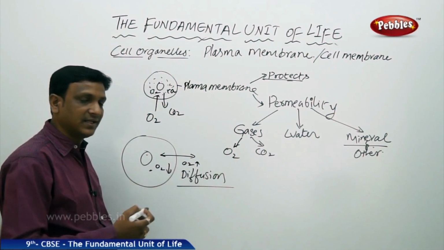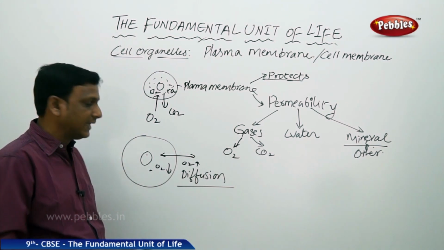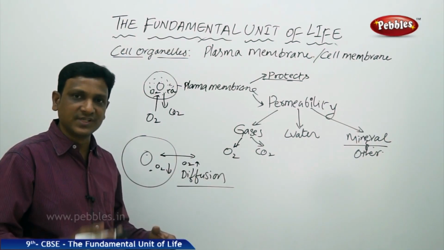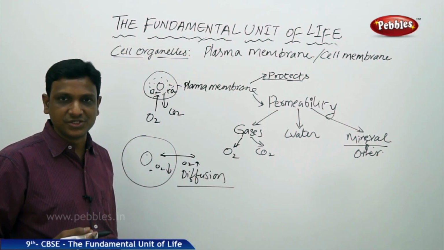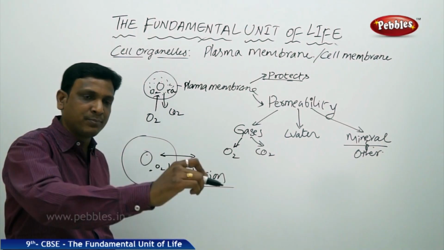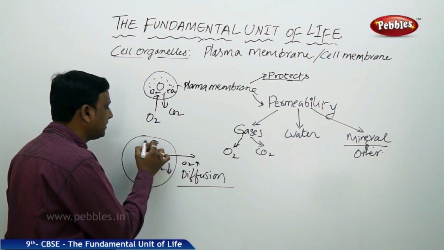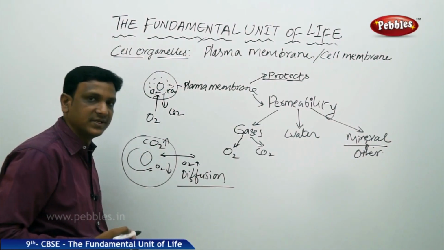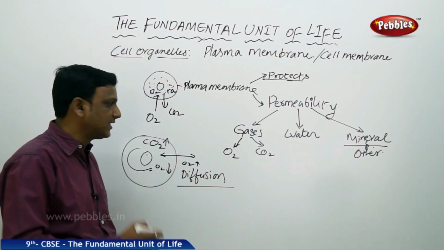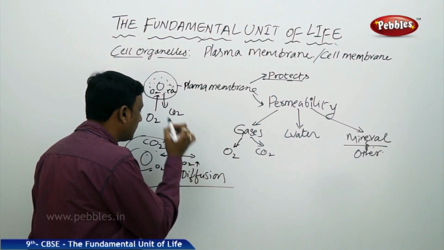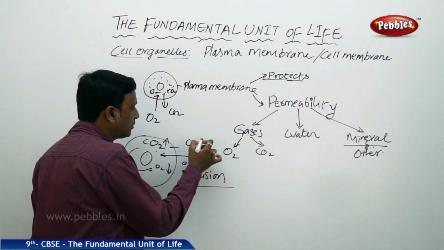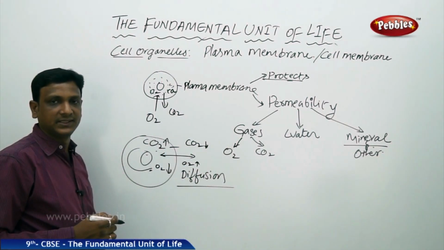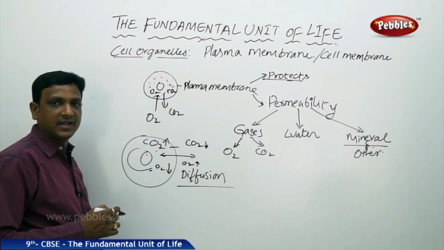Outside the cell, the concentration of oxygen is high. Inside the cell, the oxygen concentration is less. Why is it less? Because it is being used up in the process of respiration. In the same process of respiration, CO2 is being produced. As the oxygen is used up, CO2 is produced inside the cell. If you see the concentration of CO2 inside and outside, the outside environment has less carbon dioxide compared to the internal environment of the cell.